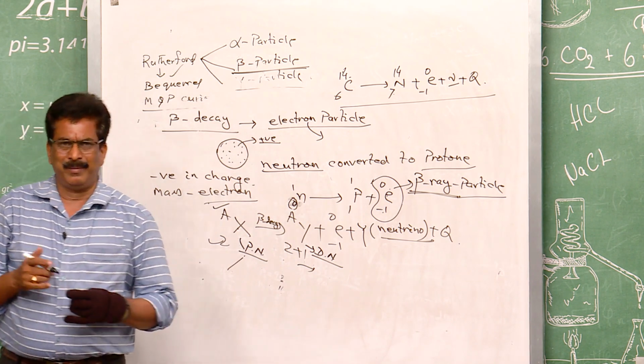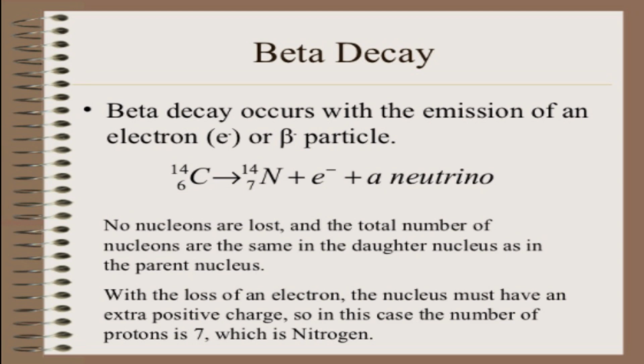This is the example taking particular elements. So for beta decay, it occurs with the emission of an electron, and the emission of the electron is known as the beta particle. So no nucleons are lost, and the total number of nucleons in the daughter nucleus is the same as in the parent nucleus. With the loss of the electron, the nucleus must have an extra positive charge. So in this case, the number of protons is 7, which is nitrogen, as per our example of carbon C614 to nitrogen 714.